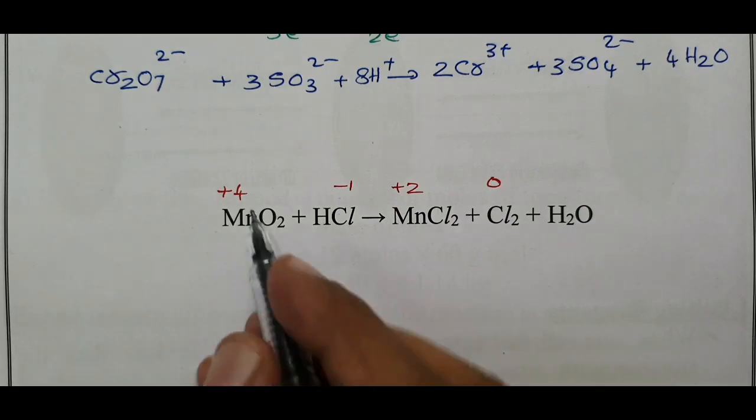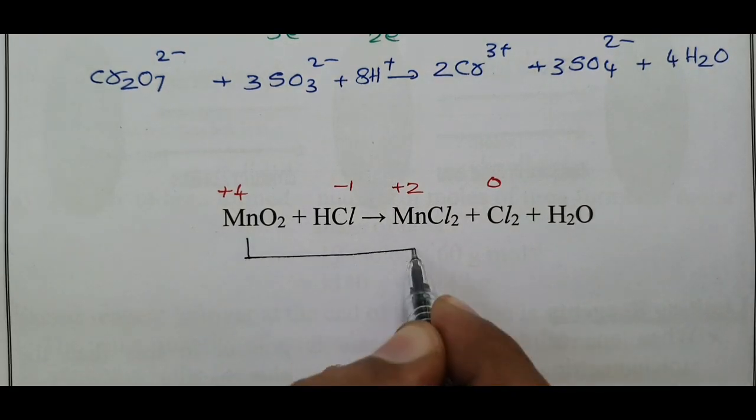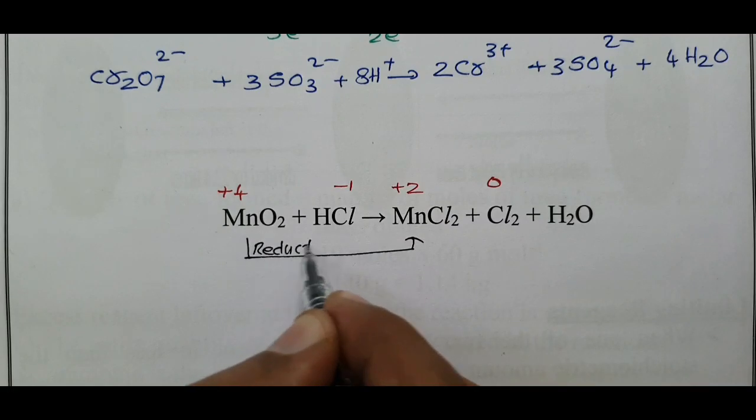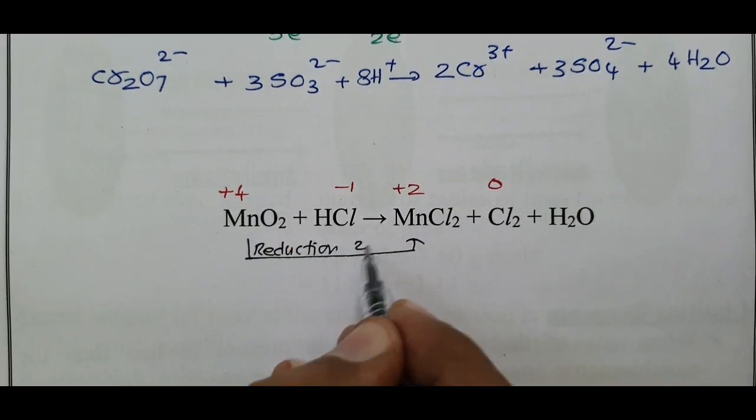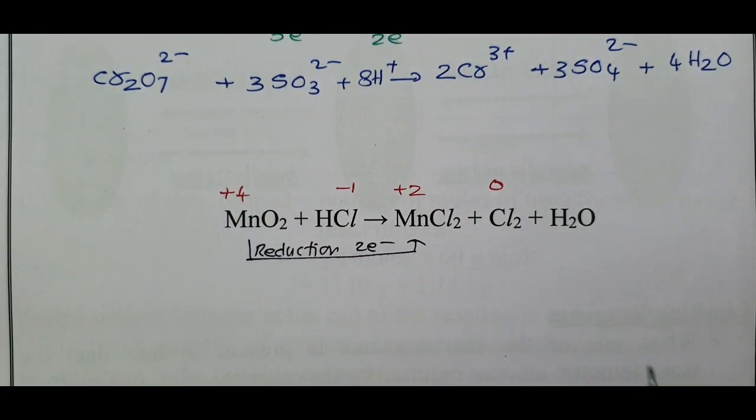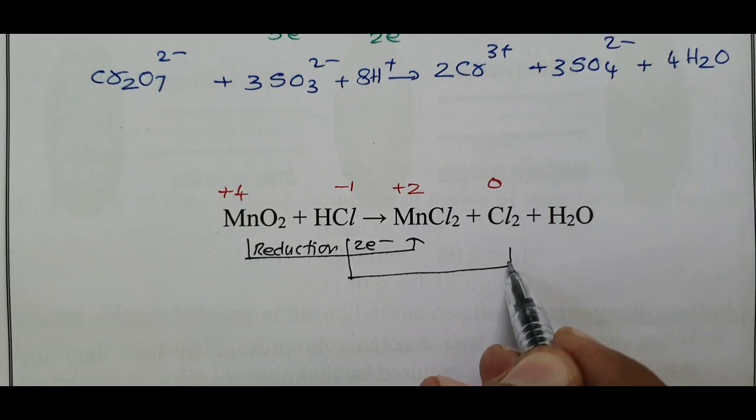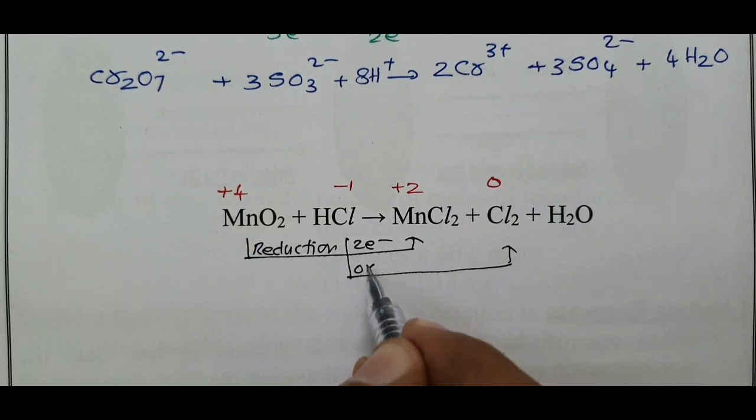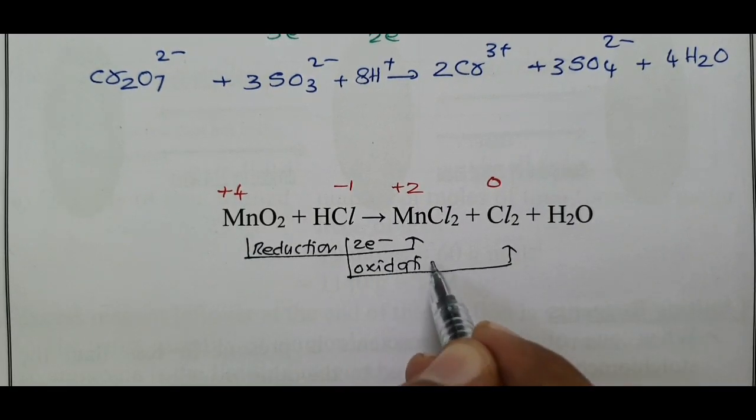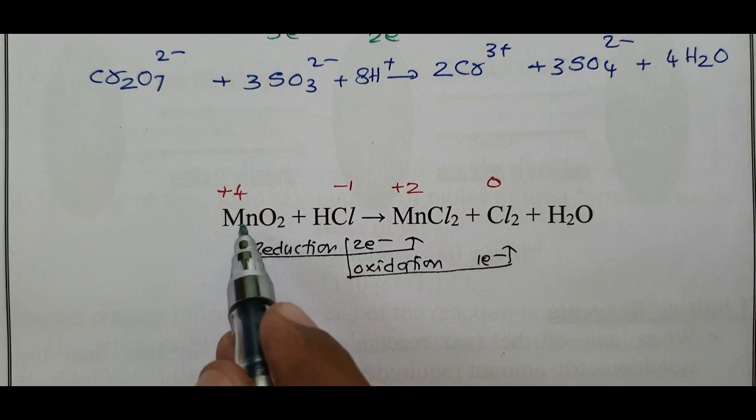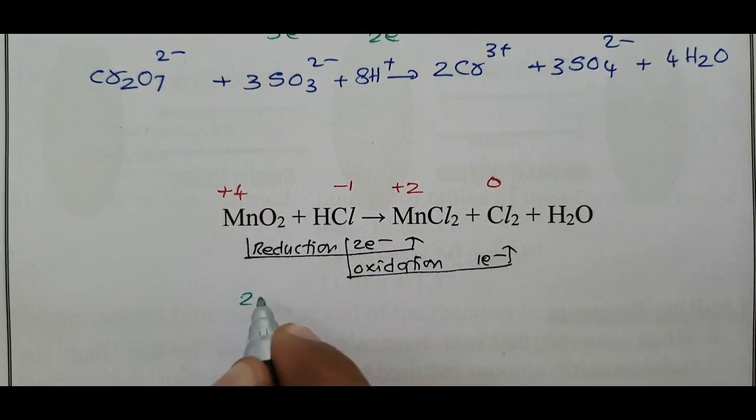When you move from left to right, the manganese oxidation state decreases. If the oxidation number decreases, it is called reduction. How many electrons are involved? 2 electrons are involved, 4 minus 2 equals 2. Chlorine oxidation state increases from minus 1 to 0. The oxidation number increases. This is called oxidation. 1 electron is involved in this. So how many electrons? Manganese 4 to 2, 2 electrons are involved. Here 1 electron is involved.